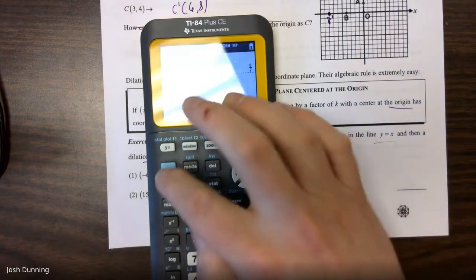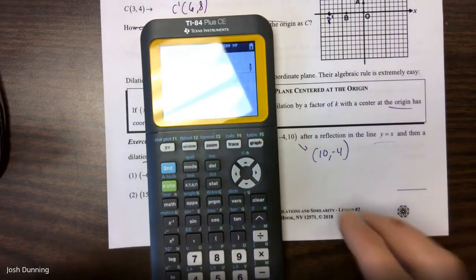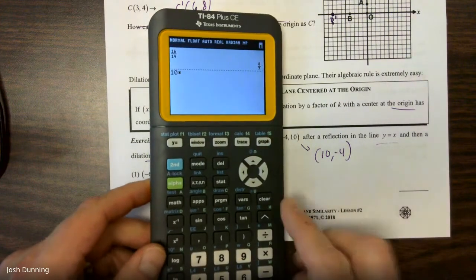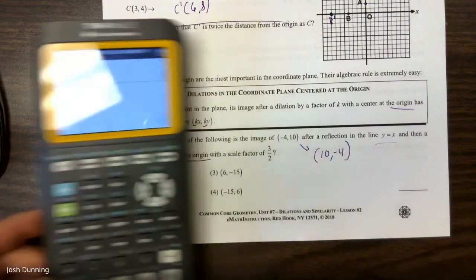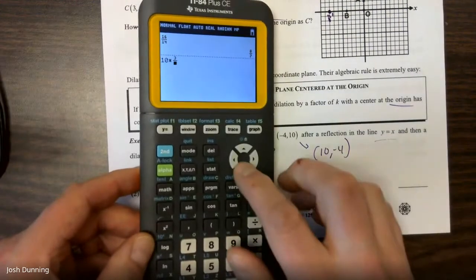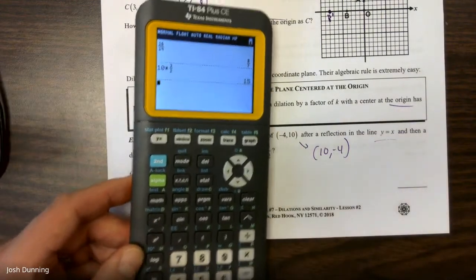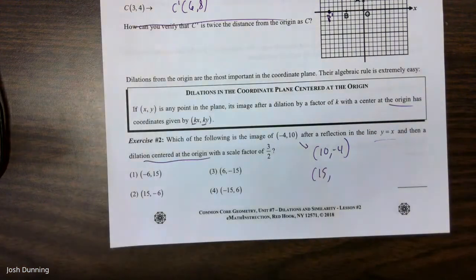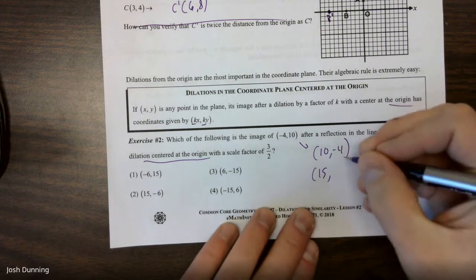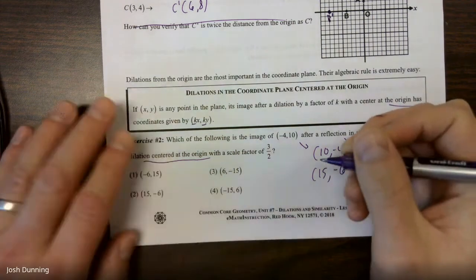If you need a calculator, don't forget. Ooh, can't see that, can you? The glare. Alpha y equals 3/2. There we go. And then same idea. Negative 4 times 3/2 is negative 6.